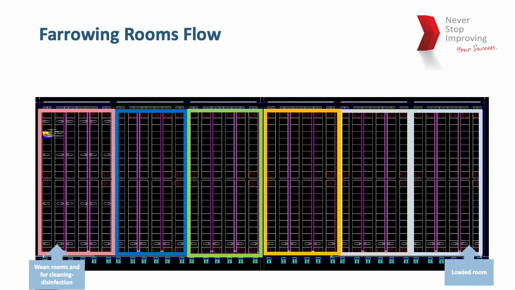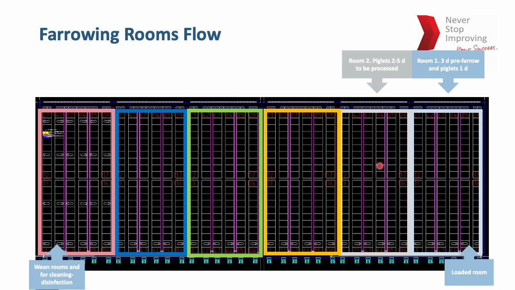Let's take a look at an example of how the farrowing flow works. And remember, this could be slightly different for each farm depending on your room size, and it could also affect the age spread of the piglets. So starting with room 1, this would be where the gestating sows are loaded 3 days pre-farrow. As we move to the left, the ages of the piglets become older.